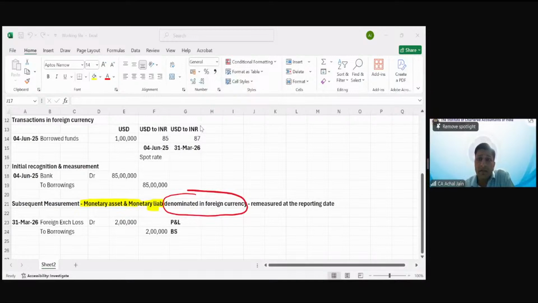Is it clear now? Yes, sir. Okay, so I'm saying that let's suppose you have taken a loan in USD. Let's suppose from a bank in USA, you have taken a loan in USD. So in future, when you will repay that, will you repay that in INR or USD?